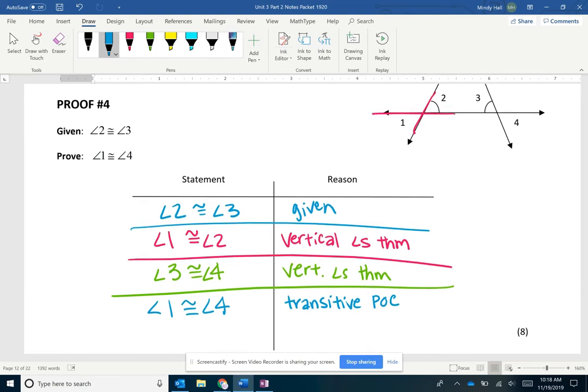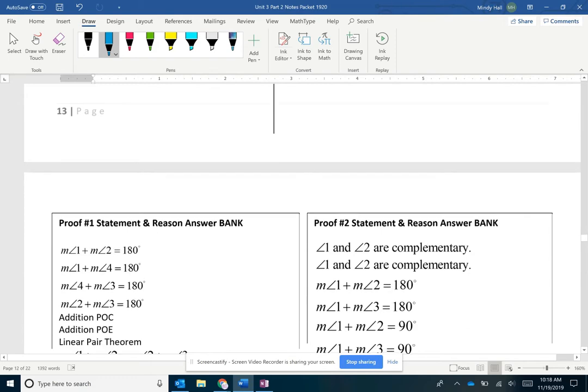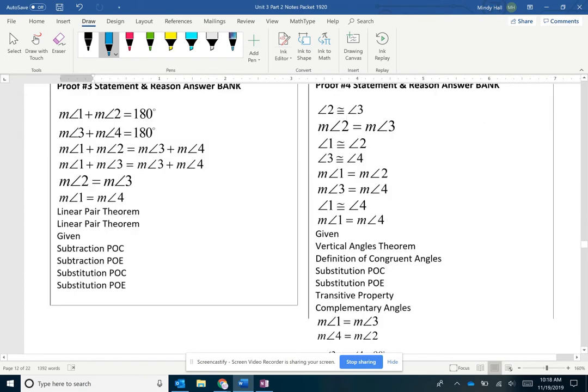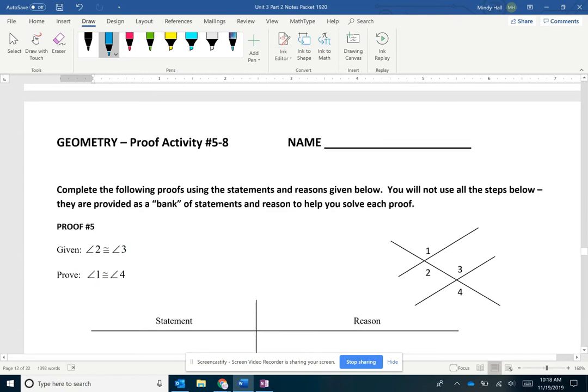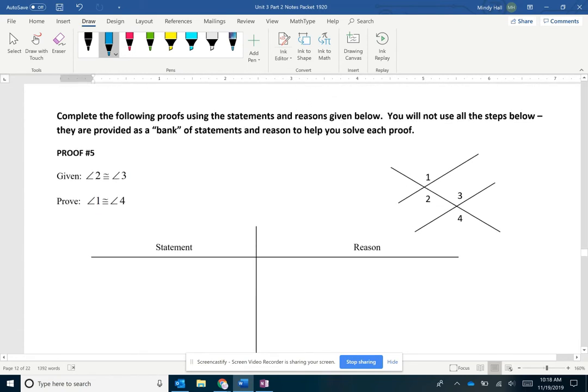Okay, so for this, forgot we had this page in here. Keep in mind, I may not have used all this stuff from the banks. Personally, the banks make it more confusing for me. I get more confused.